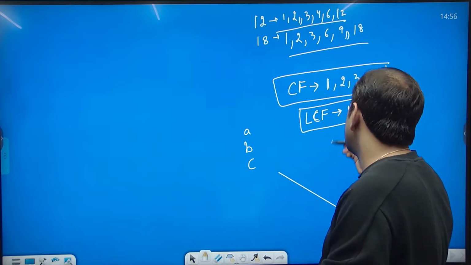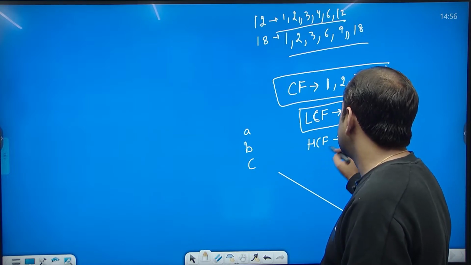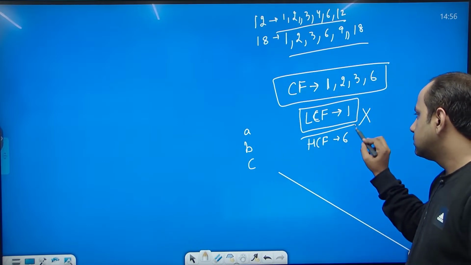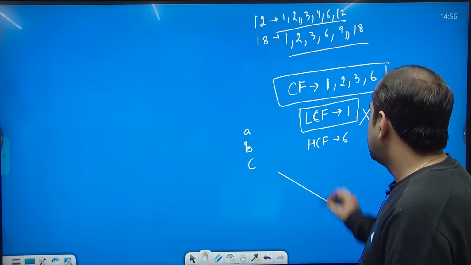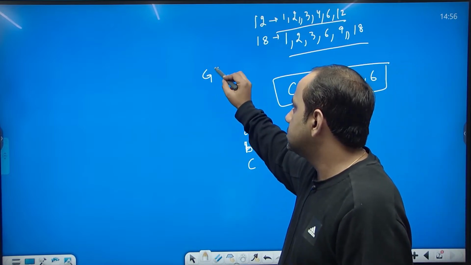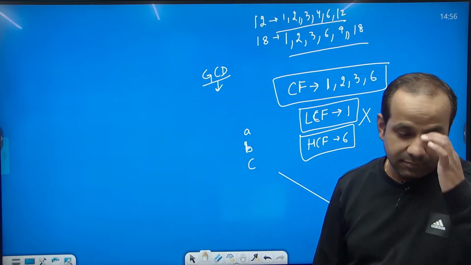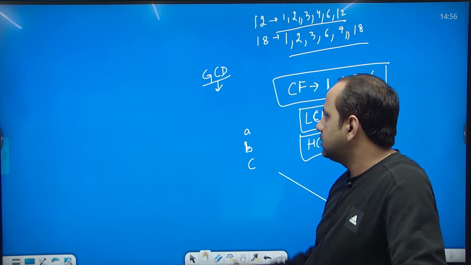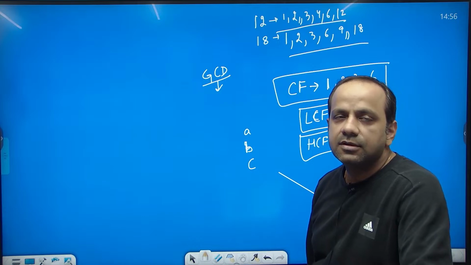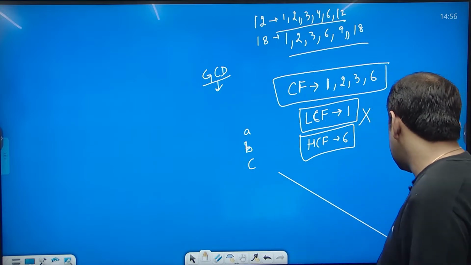So from LCF we cannot figure out anything, but at the same time if I say what is HCF here, can you tell me what is the HCF? It will be 6. Okay, and HCF we also call GCD. GCD means greatest common divisor. There is a slight technical difference, but as far as your syllabus is concerned you can consider GCD and HCF as the same, one and the same thing.